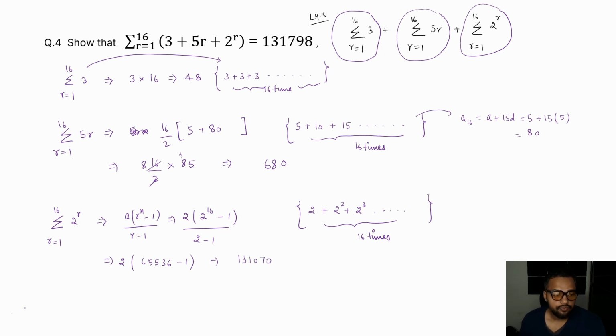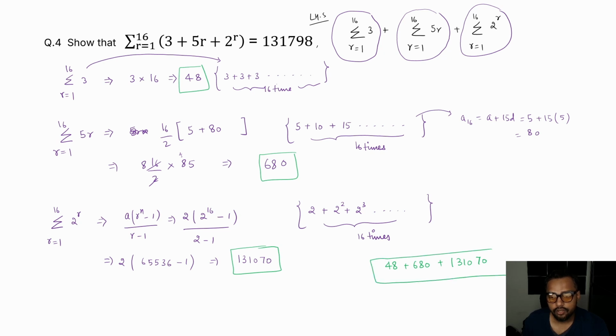Now we have got the values here, students. This is one value, this is one value, and this is one value. What we need to do is just add all the values. So we get 48 plus 680 plus 131070. On calculating it, the final value we get is 131798. So this is the answer which they were requiring.